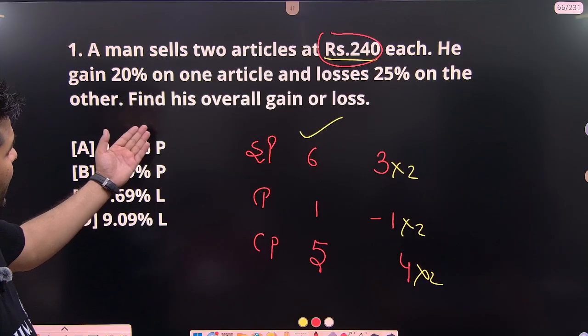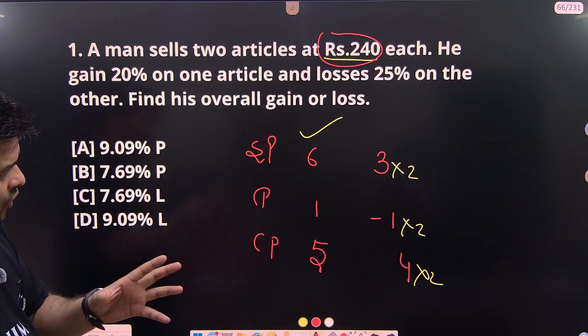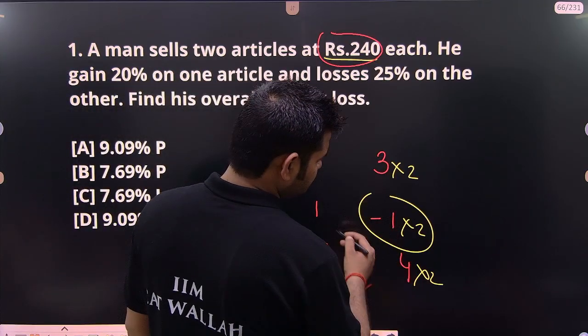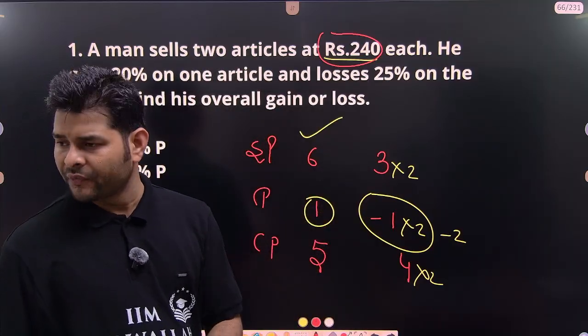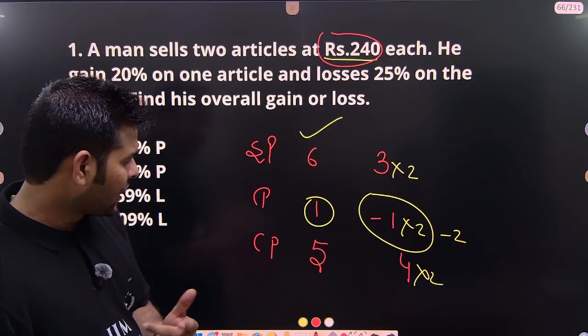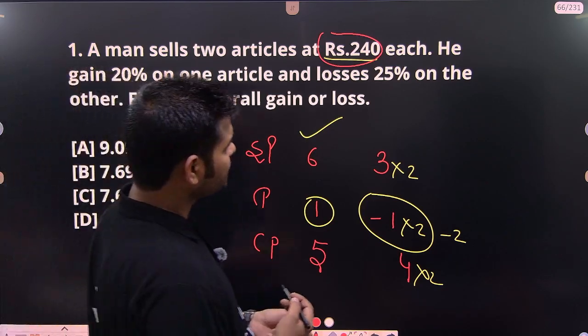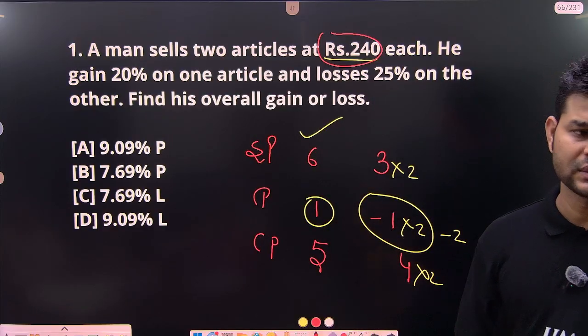Now find his overall gain or loss in percent. So what would be the overall gain or overall loss? Basically overall means 2 loss, 1 profit. So overall means 1 loss. Overall 1 loss on what?